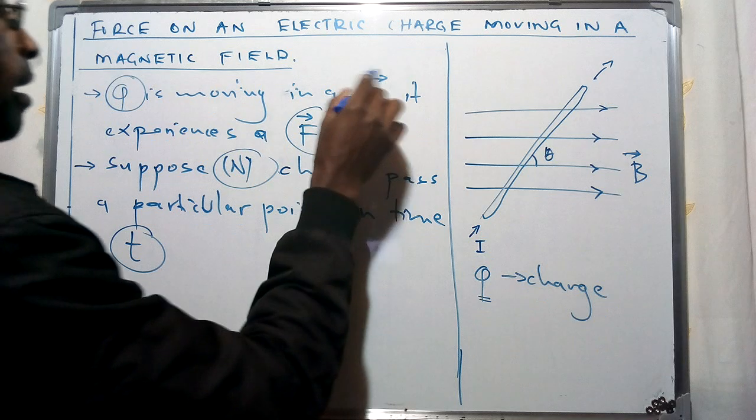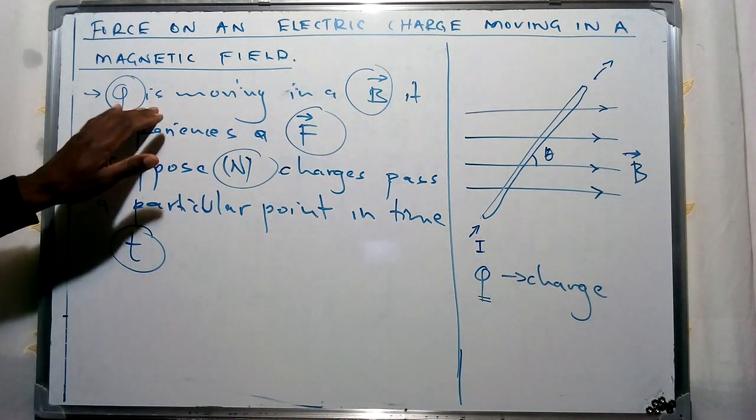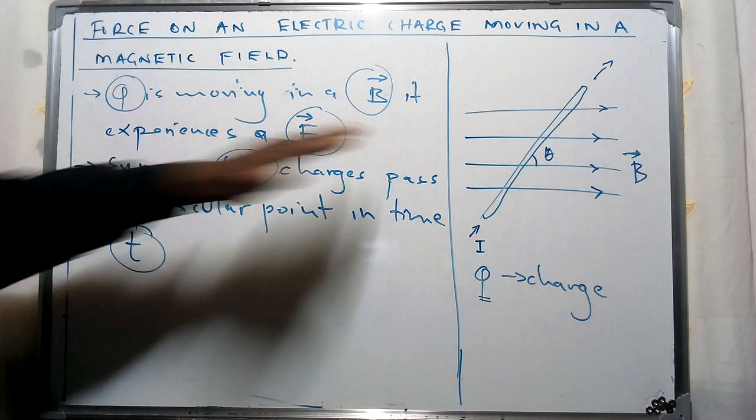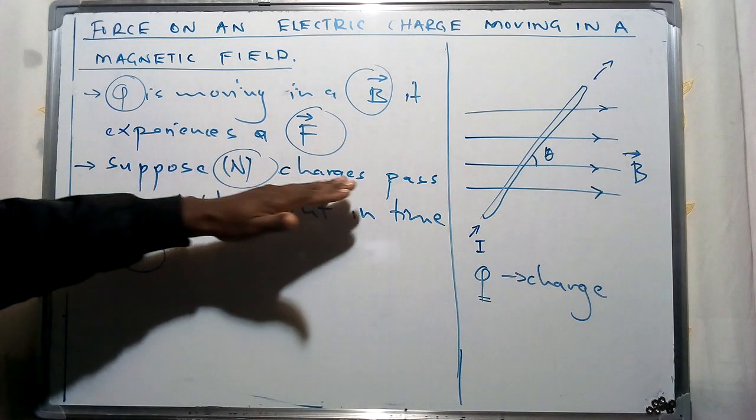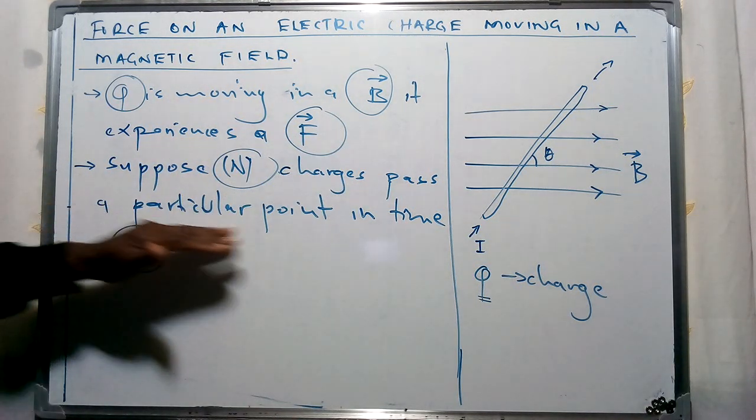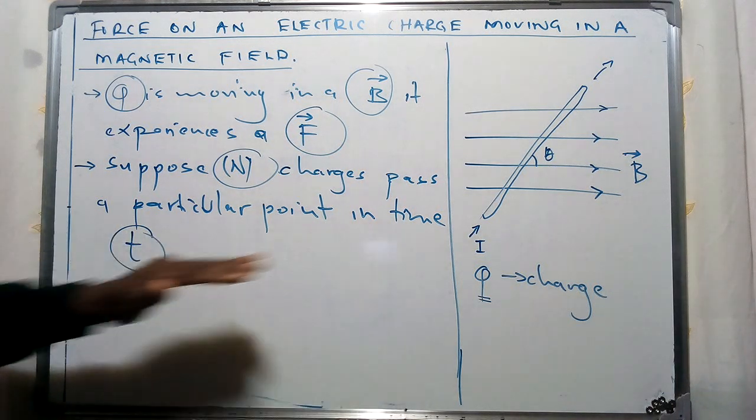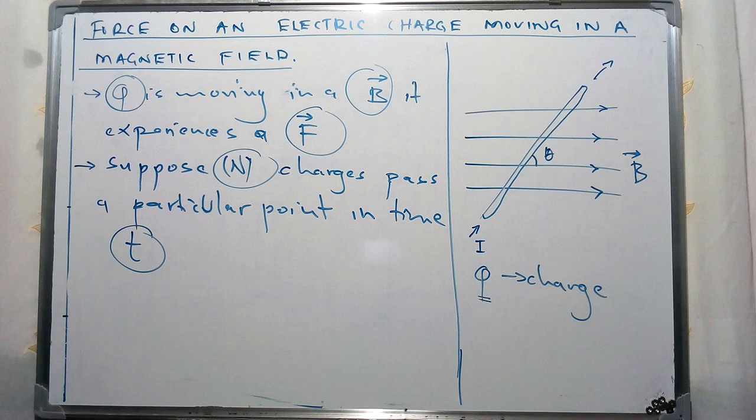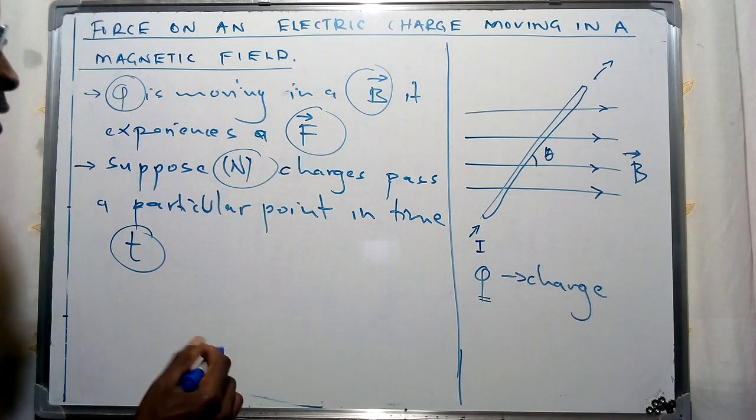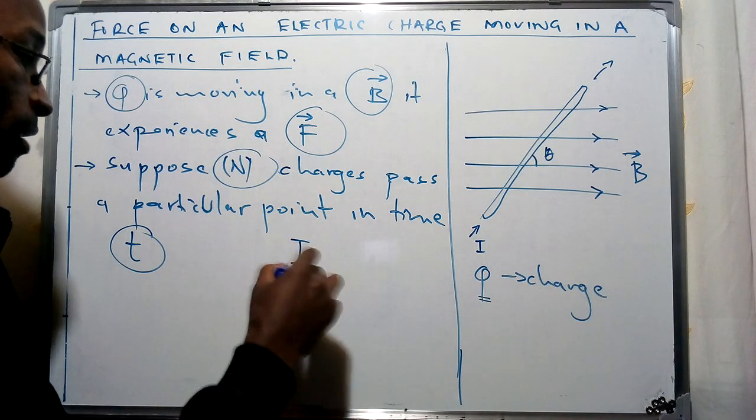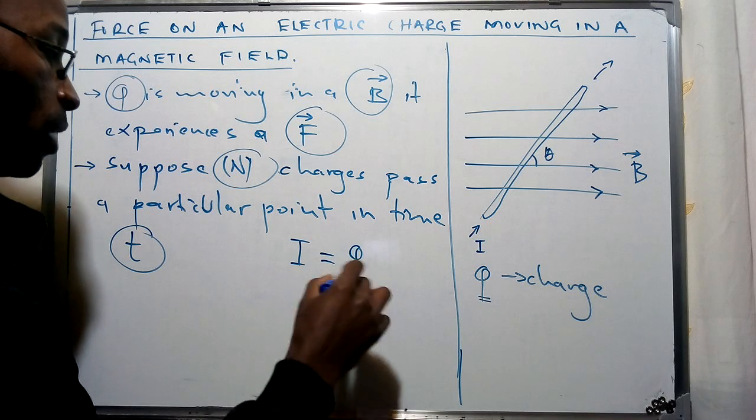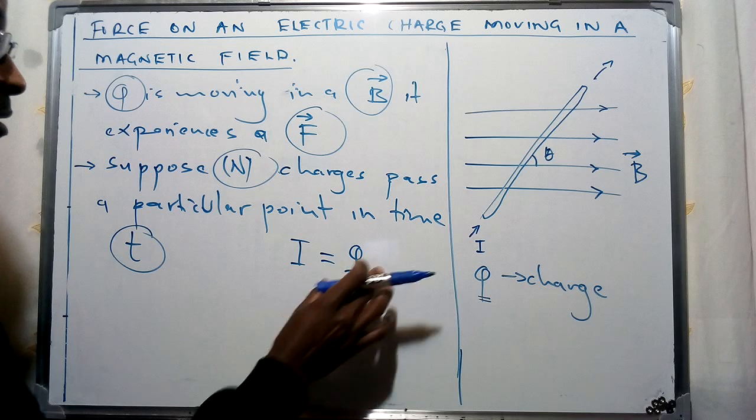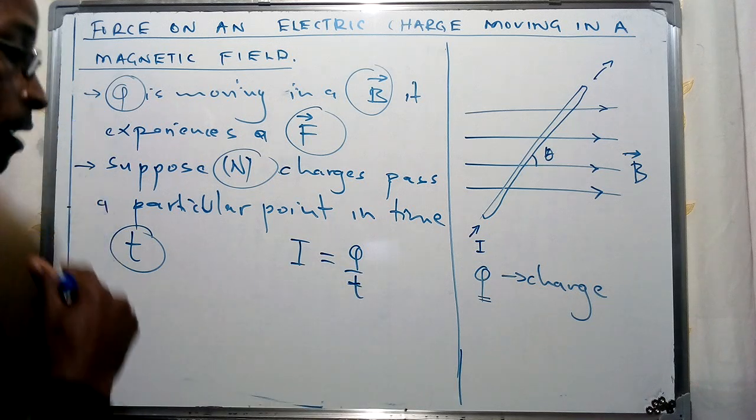So in this case, I've mentioned that if we have a charge moving in a magnetic field, it's going to experience a force. Then suppose we have a number of charges that are going to pass through a particular point in a magnetic field in time t. We can have a relationship that is going to define the current which is going to flow in this case. Remember from our last discussion, we had defined current as the rate of flow of charge, and therefore gave it this specific ratio of a charge over time.